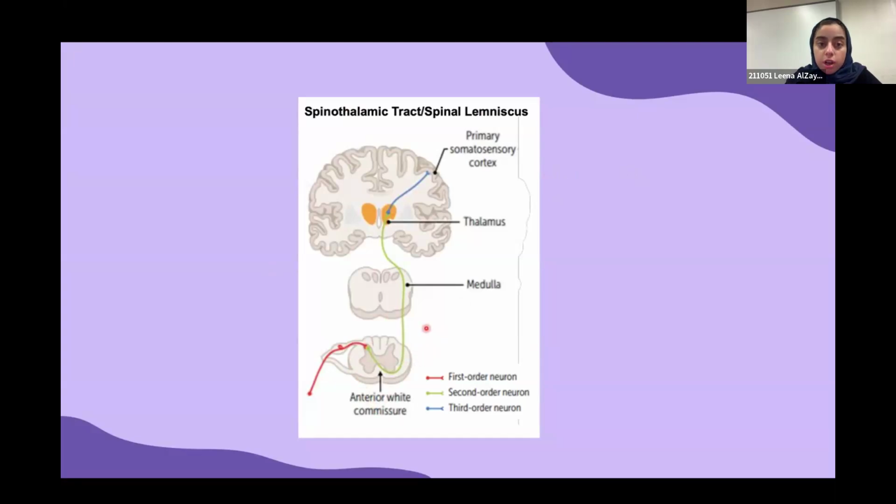So again, the level of the spinal cord is going to be ipsilateral, the lower is going to be contralateral.